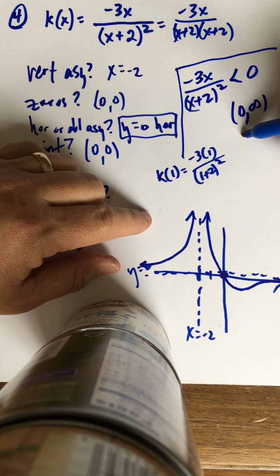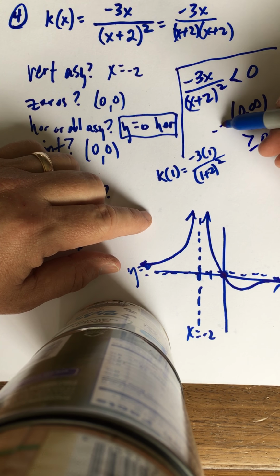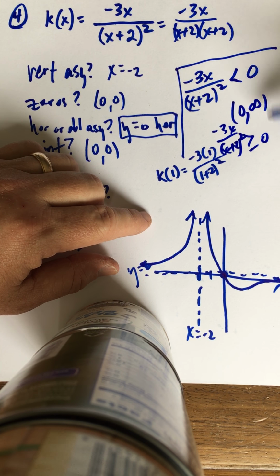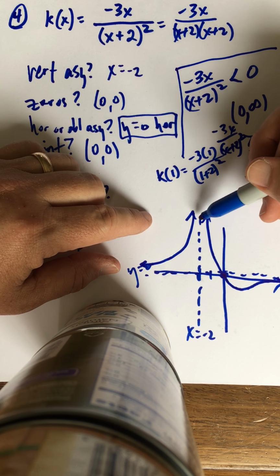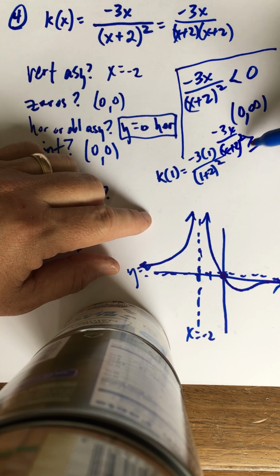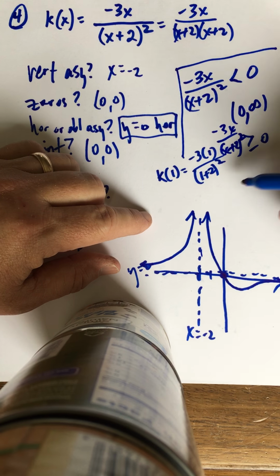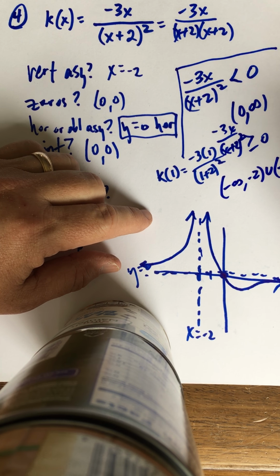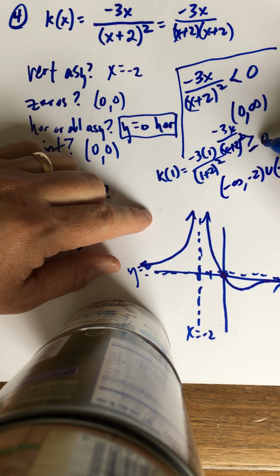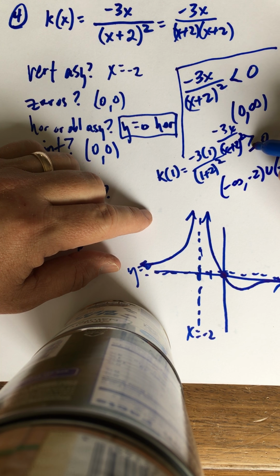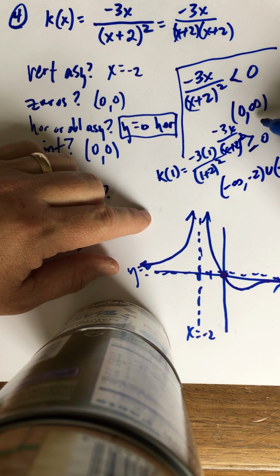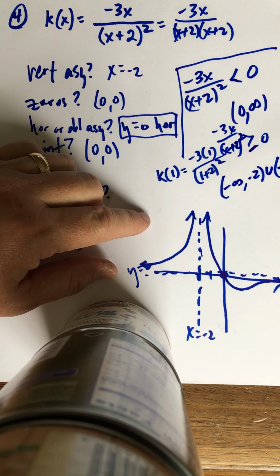If they change that to greater than or equal to 0, they had the negative 3x over x plus 2 squared, that's asking above the axis or equal to 0. Now remember, negative 2 is an asymptote, so it cannot be in the answer. So that one would be negative infinity to negative 2, union negative 2 to 0, and the 0 would be included because of the or equals to. Negative 2 is eliminated, not because of that sign, but because it is an asymptote there. So that would be the answer to that one, where it's above the axis.